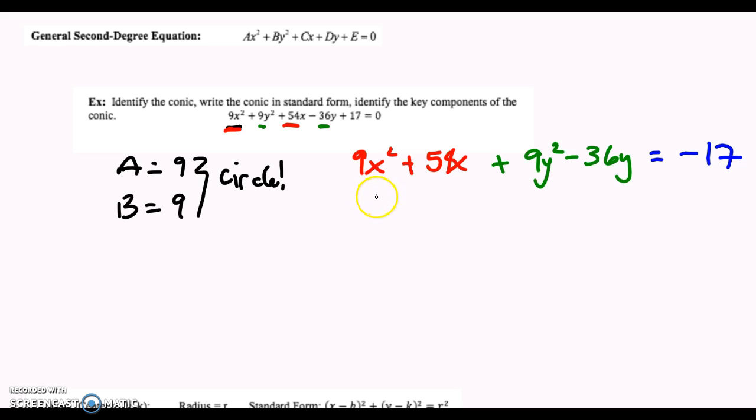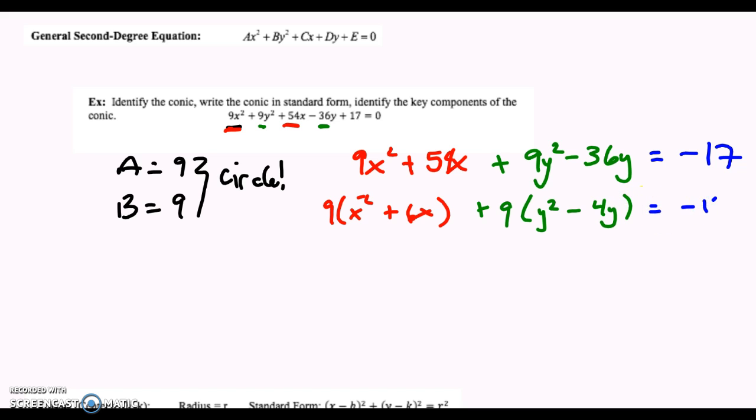Now, what you need to do next is complete the square. What I'm going to do is take a 9 out of the red. So I have 9x squared plus 6x. I'll do the same thing in green. I'll take a 9 because I can see I can take a 9 out of both terms. And I'm going to have y squared minus 4y. It's the same thing on the left side of the equation.